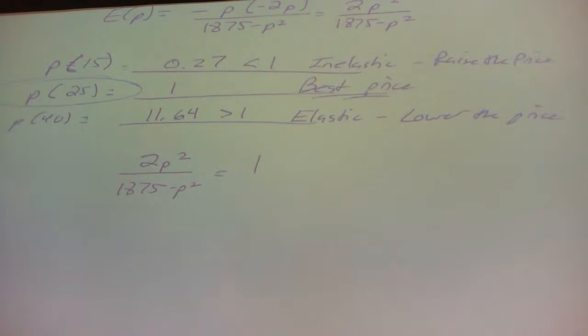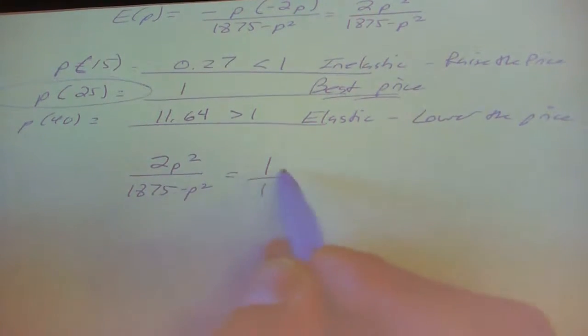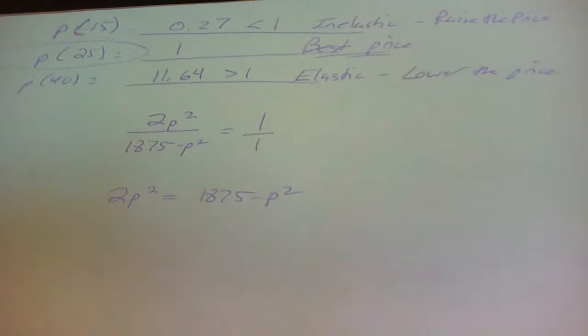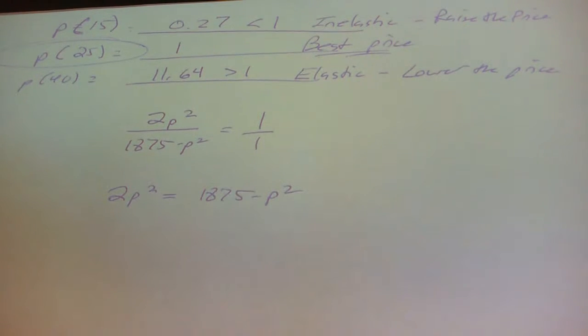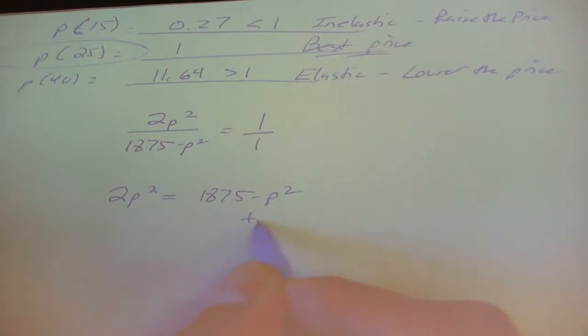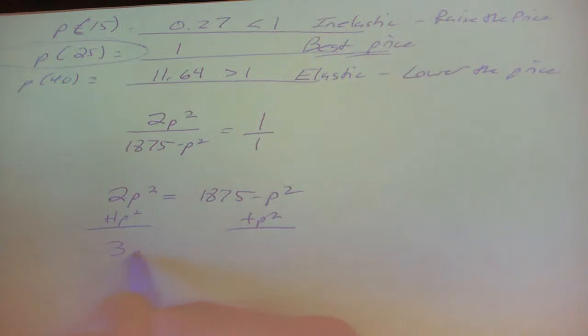Again, we're realizing, do we have calculator issues? Do we have derivative issues? Do we have algebra issues? That's the question. So 1 is really 1 over 1. So if we cross multiply, we get 2p squared equals 1875 minus p squared. You get that so far? Then what do I do? Add p squared, add p squared. That gives you 3p squared equals 1875.